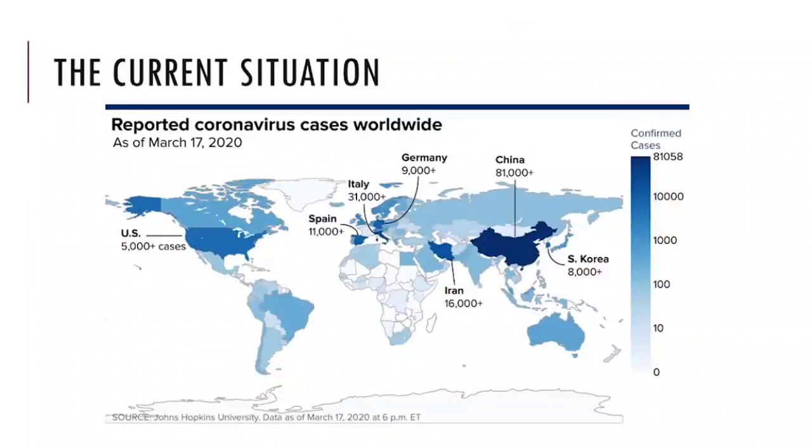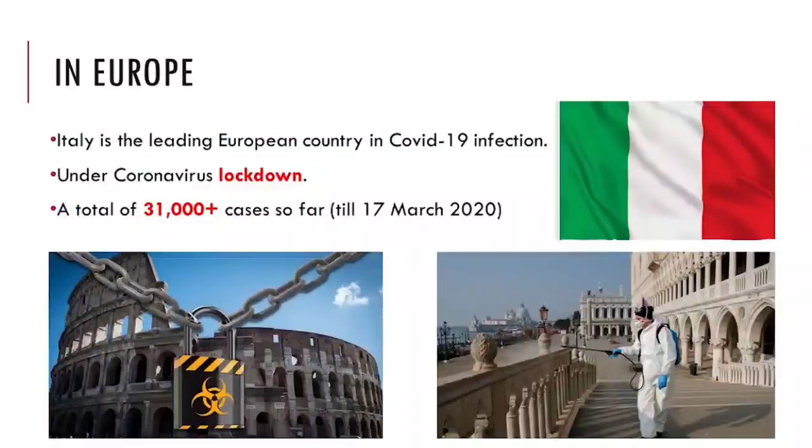Look at the current situation. It was in China, Wuhan, but now it has been transmitted globally. US, South Korea, Iran, the Middle East, but look at our Europe today, and the worst hit of the coronavirus is Italy. And Italy is the leading European country in COVID-19 infection.